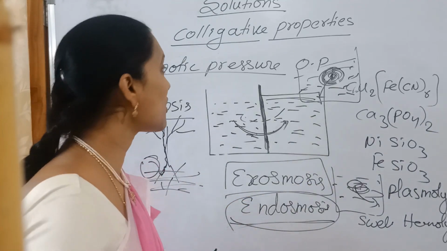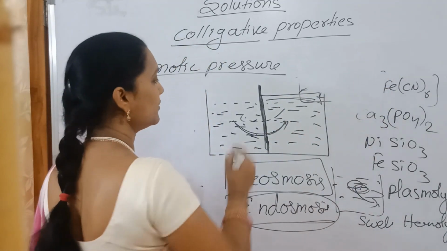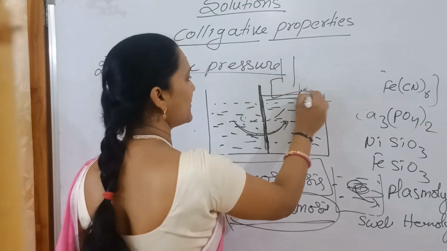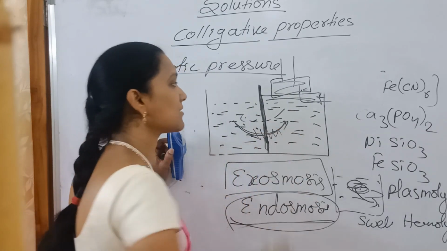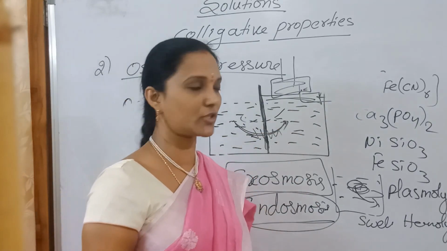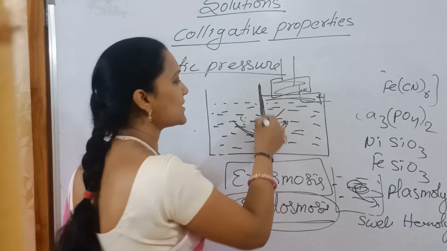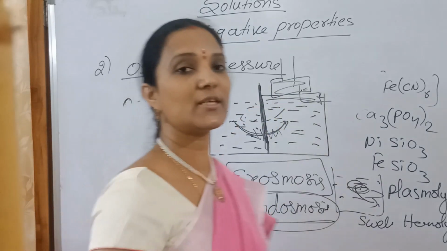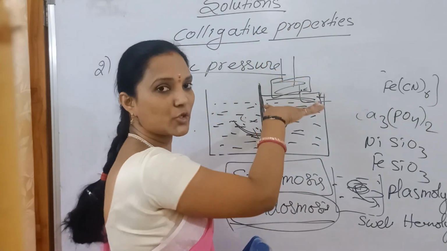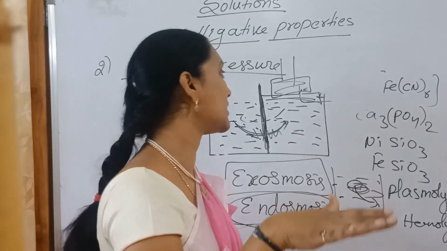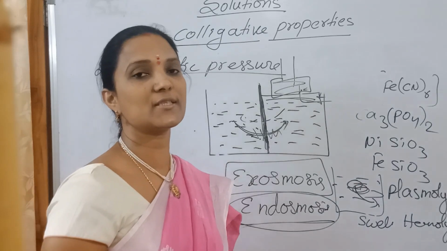Okay, next come to osmotic pressure. What is osmotic pressure? Here the solvent flows like this, and on this side we apply pressure. The pressure applied on the solution to prevent this osmosis, that is, the flow of solvent between two solutions through the semi-permeable membrane, is the osmotic pressure. To stop this osmosis we are applying some pressure. That pressure is the osmotic pressure.